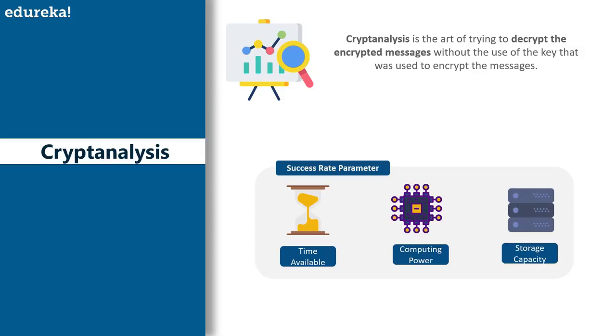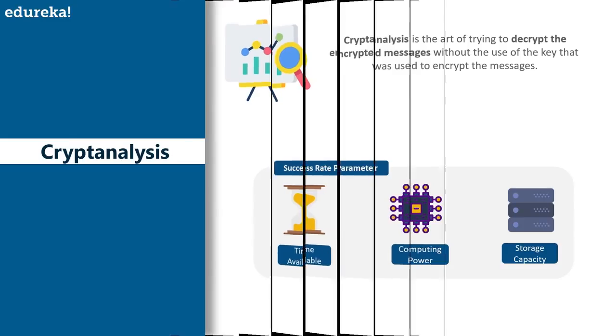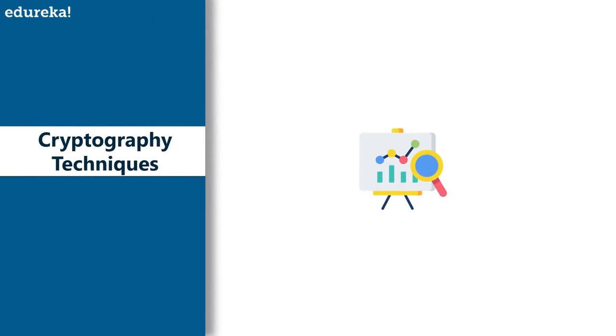Cryptanalysis uses mathematical analysis and algorithms to decipher the ciphers, and the success of cryptanalysis attacks depends on the amount of time available, the computing power available, and the storage capacity available. Now, let's go over the types of cryptanalysis techniques, or the techniques that are used to break into ciphertext.